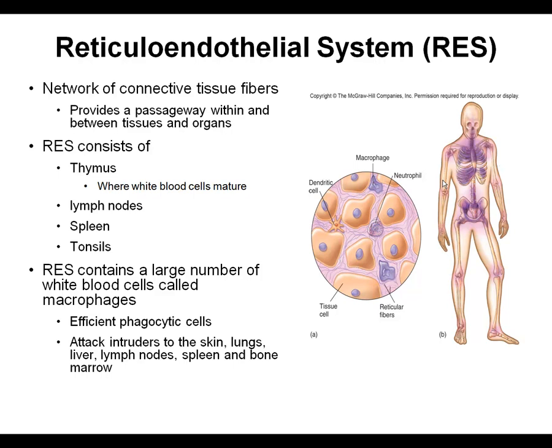You also have lymph nodes. We'll talk about lymph nodes specifically when we talk about the lymphatic system. And then the spleen. The spleen is like a great big lymph node, but instead of filtering lymph, it's going to filter blood. And then you've got your tonsils, your laryngeal and your pharyngeal tonsils. These are going to be filters for the upper respiratory tract. Again, this system contains a large number of white blood cells that are very good at phagocytosis and will keep those body systems from becoming infected.